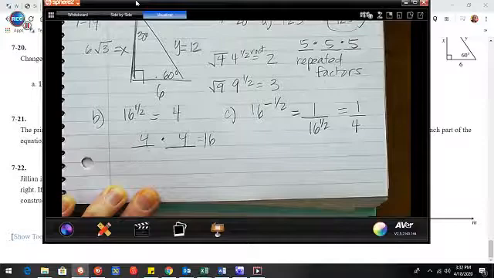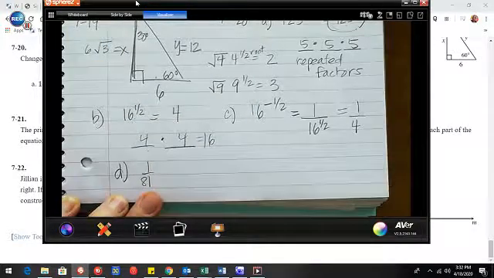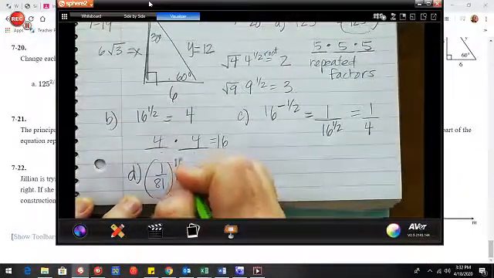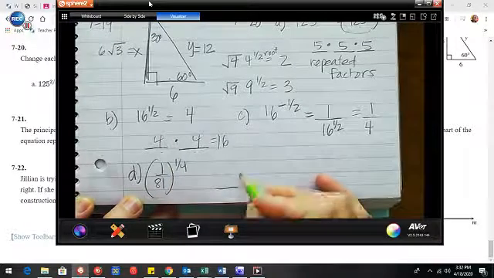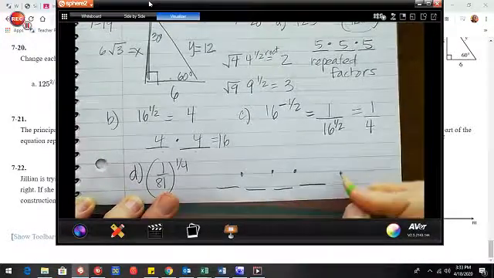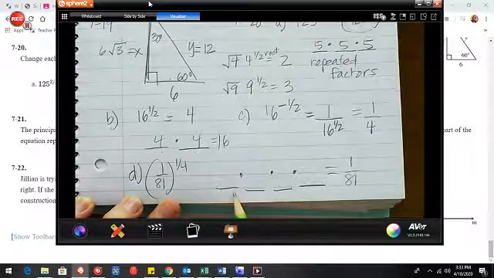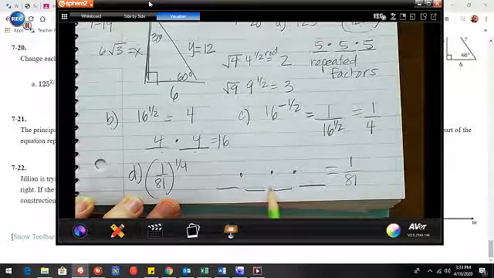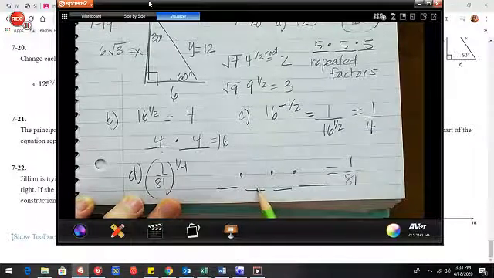Okay, and then part D, we have 1 over 81 to the 1/4, to the positive 1. So that's saying what number can I multiply by itself 4 times and I get 1 over 81. Now you may not know that off the top of your head, but you could just guess. You could try 2. 2 times 2 is 4. 4 times 2 would be 8. 8 times 2 would be 16. So that's too small. Let's try 3.